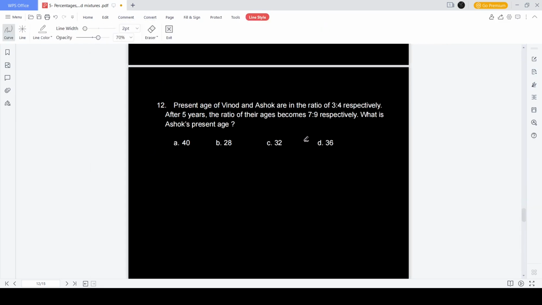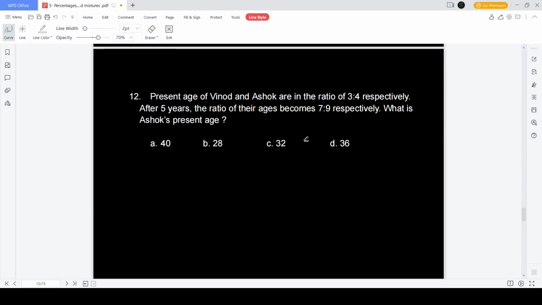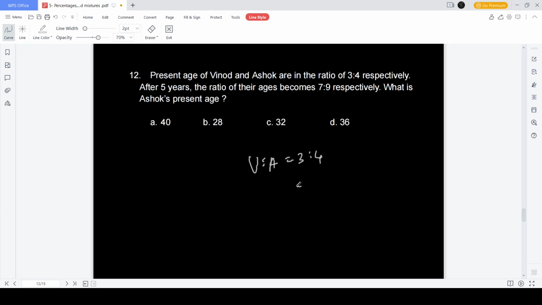Okay, next question. The present ages of Vinod and Ashok are in the ratio 3 is to 4. After 5 years, their ratio becomes 7 is to 9. What is Ashok's present age? We'll assume their ages are V and A. This is very simple. V is to A is equal to 3 is to 4 now. So we can write V by A is equal to 3 by 4, so 4V equal to 3 into A. This is one equation we have.